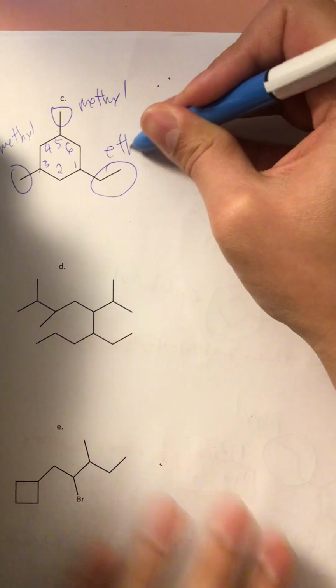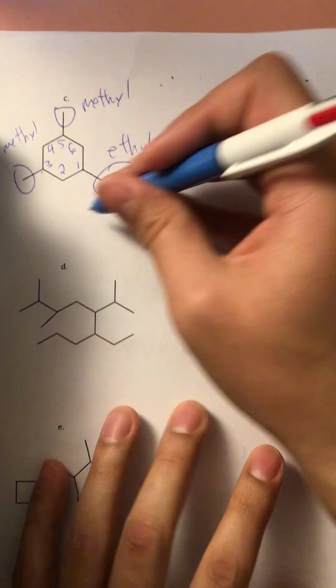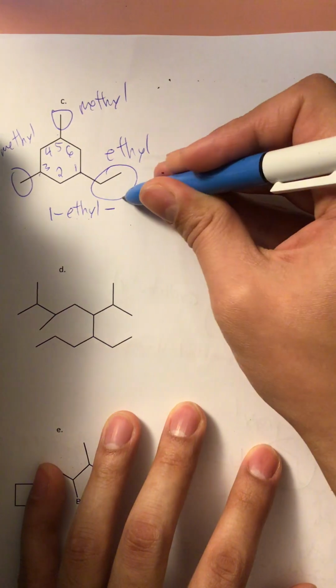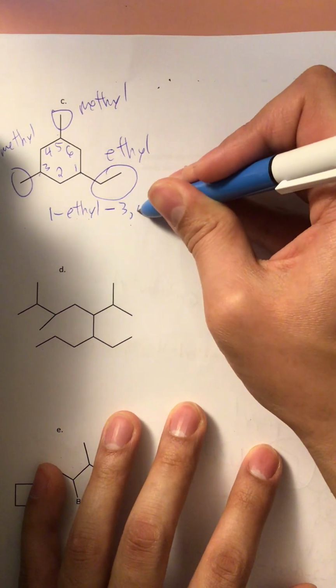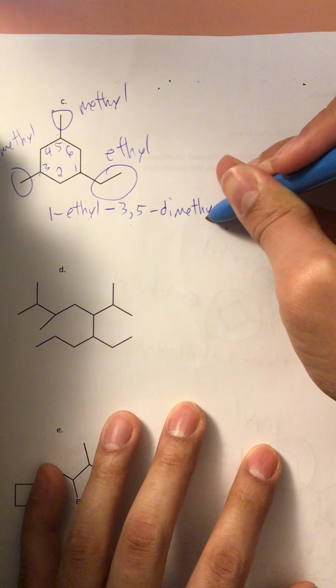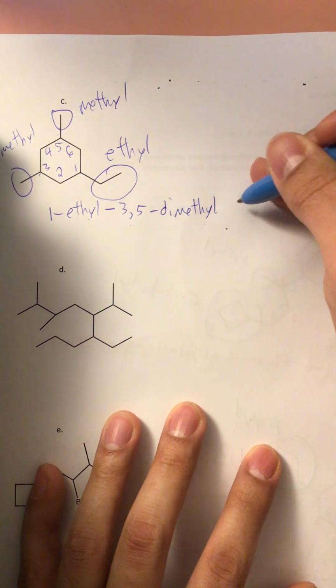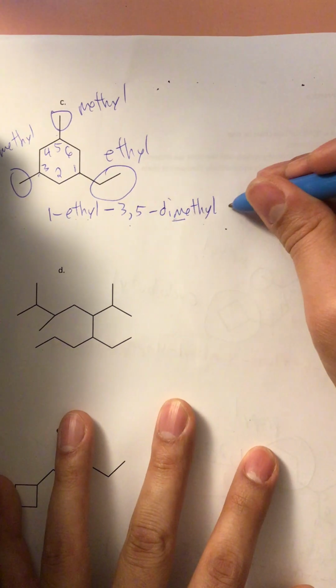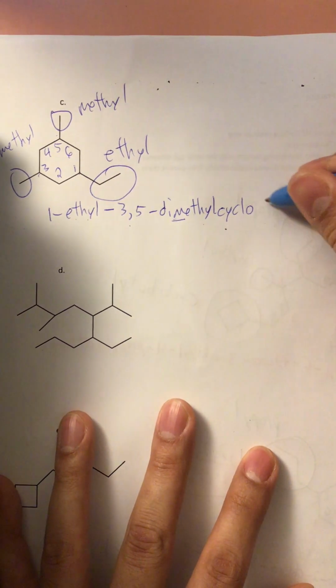This is ethyl. This is going to be 1 ethyl. Then it's going to be 3, 5 dimethyl. And the di does not count for alphabetizing this. It's the M that counts. Cyclohexane.